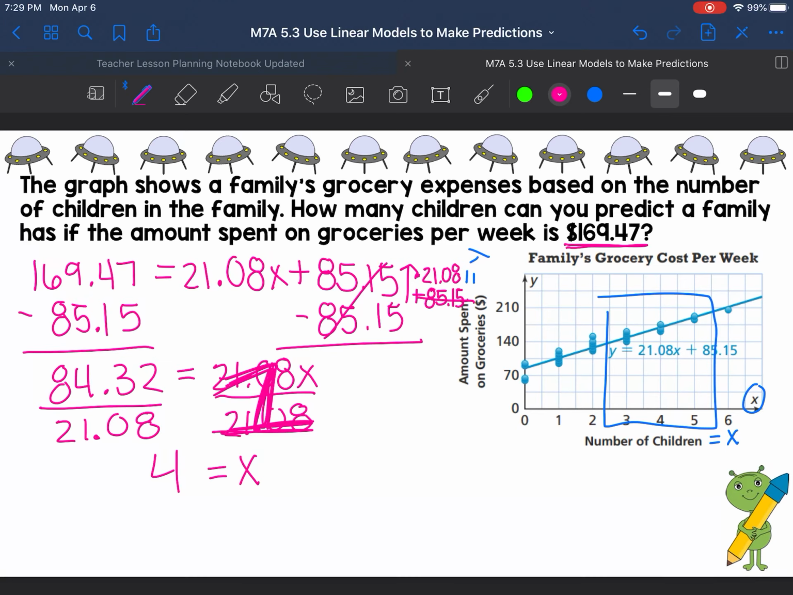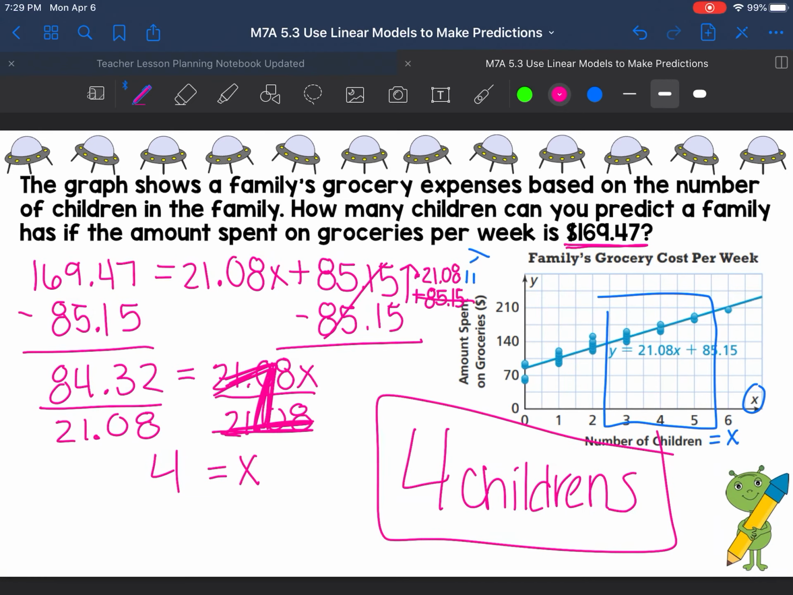So how many children can you predict a family has if they spent $169.47 per week for groceries? They would have 4 children.